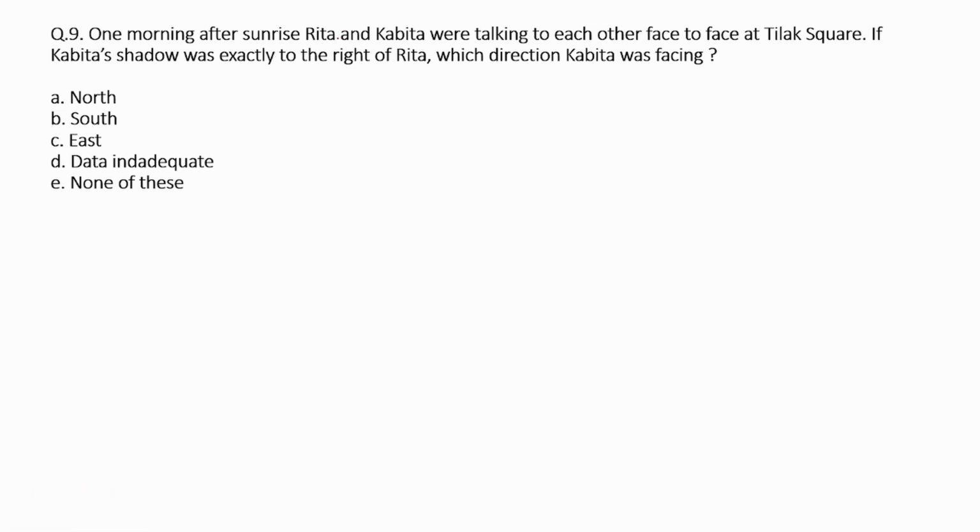One morning after sunrise, Rita and Kavita were talking to each other face to face. This is sun. So in the morning, the shadow will fall in west direction. So this is the shadow area. Always the shadow will fall in west direction. So Rita and Kavita were talking to each other face to face at Tilak Square. If Kavita's shadow was exactly to the right of Rita, this means that Rita was facing in this direction. If Rita is facing this direction, her right hand will be this direction, and this is our shadow direction. Means Rita is facing towards south.